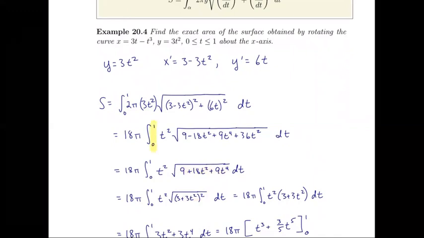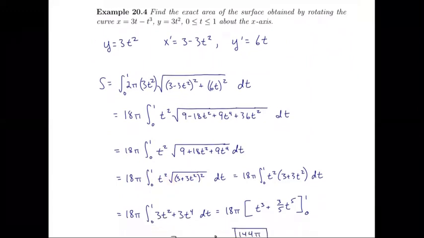Remember our limits of integration were from 0 to 1. 2 pi times 3t squared, that was 9t squared times 2 pi. So 9 times 2 pi is 18. T squared stays in the integral, of course. So that catches us up all the way down to here. Now we have a binomial squared and square root of that. So these two things will cancel, and we're just left with 18 pi times the integral from 0 to 1 of t squared times 3 plus 3t squared.